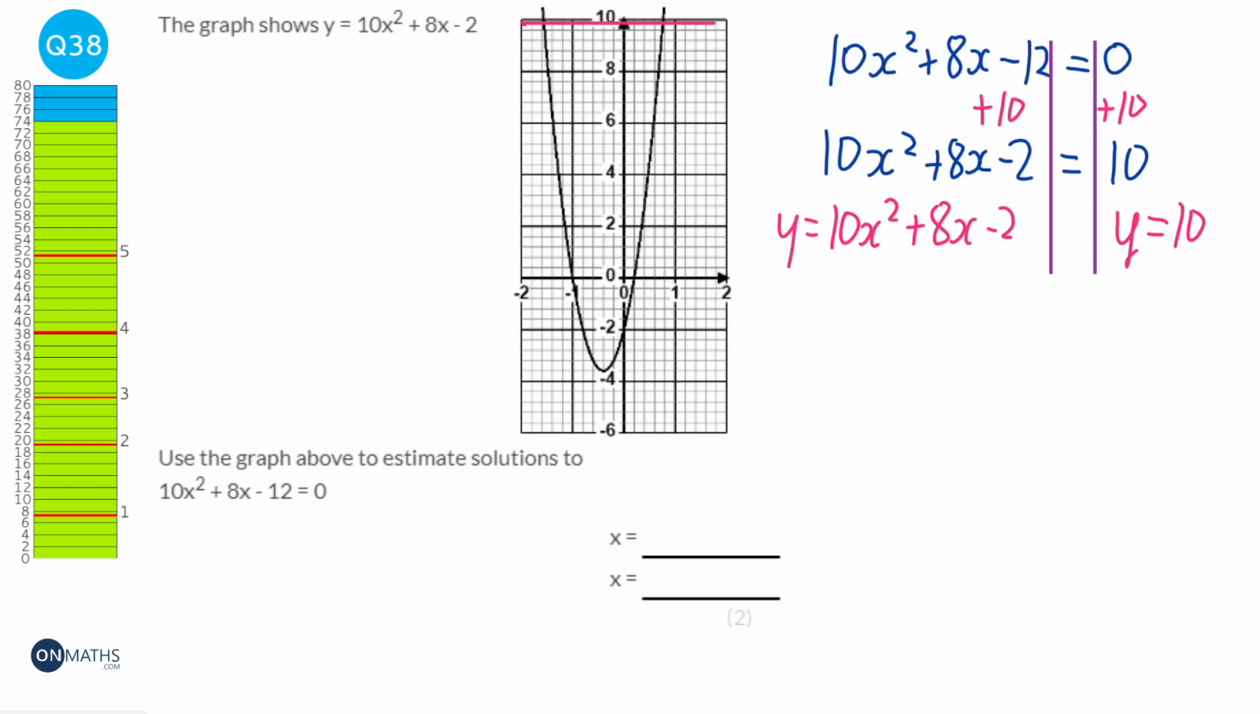Let's just make sure I get it nice. There we are. I need to move that up a little bit. There we are. And let's read off the values that that gives us. So it comes down here and it comes down here. So the values it comes down to are minus 1.6 and 0.8, and those are our solutions.